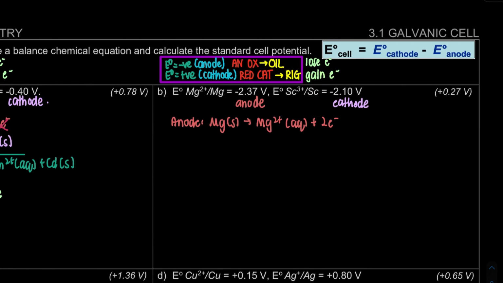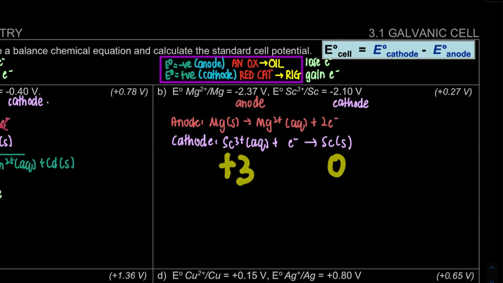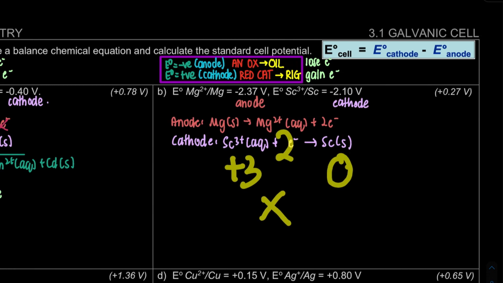So when we write it down, the cathode will be Sc3+ plus electrons equals Sc solid. Okay, so again, here is 0 and here is positive 3. Make sure that when we add electrons, we want the charge to be balanced, to be 0. So positive 3 here, 0 here. If we put 2, it won't be balanced here. So we're going to write down 3 electrons.